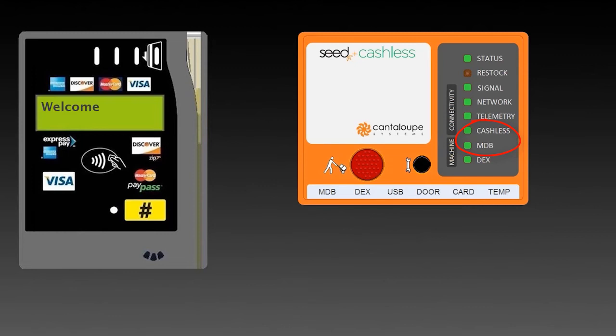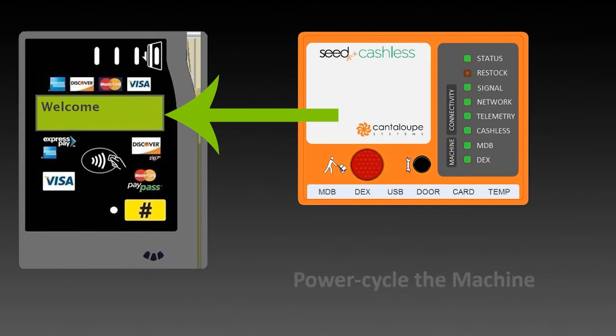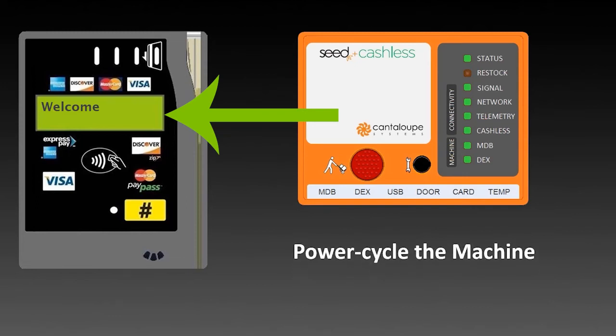The troubleshooting steps you will take for this issue will depend upon what you see on the card reader display. If the card reader shows welcome, the first step will be to power cycle the machine. If the card reader continues to show welcome after the cashless light illuminates on the Greenlite device, you may need to swap the card reader.